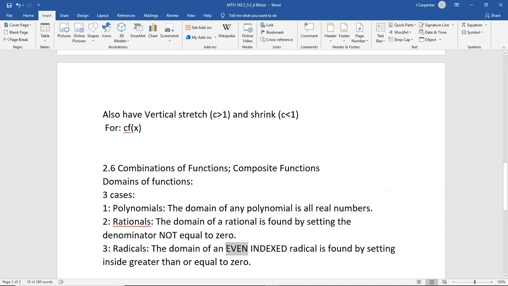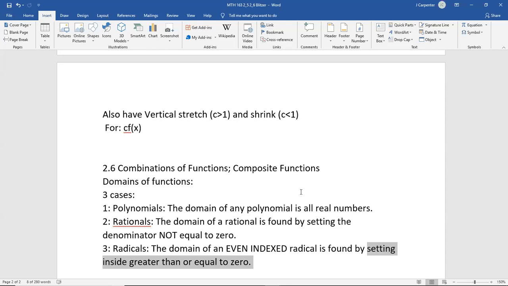So if you have an even index like a square root or a fourth root, and we usually just do square roots in here, that means the inside of a square root has to be positive or 0. So we set the inside greater than or equal to 0. That will give us all the values in the domain for an even indexed radical. The reason we set the inside bigger than or equal to 0 is because we don't want the inside to become negative. If it becomes negative, imaginary numbers, or what other weird version of imaginary numbers there are for fourth and sixth indices, come out, and we don't want that. So with the rationals, we're finding what doesn't work. With the radicals, we're finding what does work.